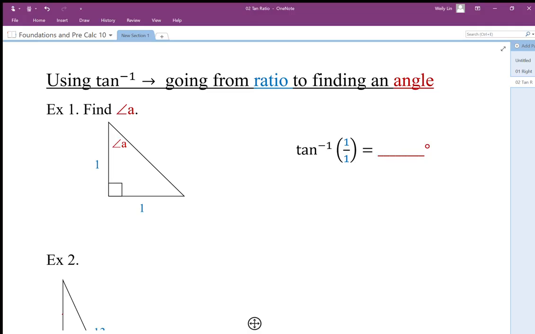And that function can be found on your calculator as well. And that one is the tan with the little -1. That little -1 in math indicates inverse when we talk about functions. In this case, it's not an exponent.